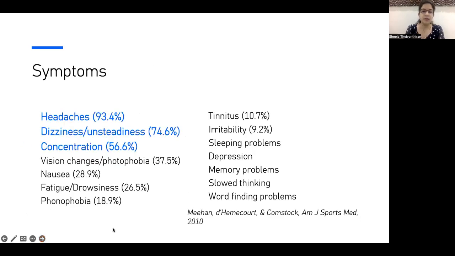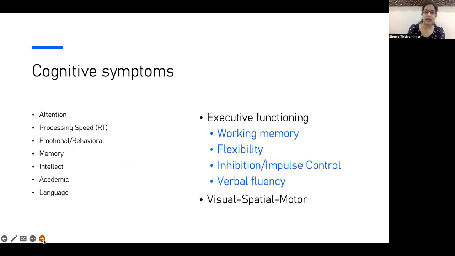And the symptoms we already know, the most common are headaches, dizziness, and concentration problems. Cognitive issues can be working memory, flexibility issues, inhibition issues, and verbal problems. Any one of these may be a problem for them: attention, processing speed, emotional problems, memory. We've discussed all of these.